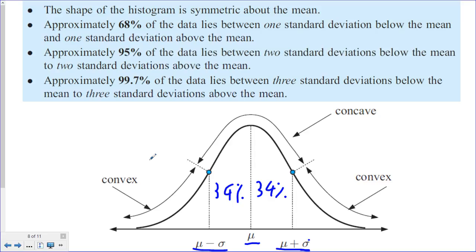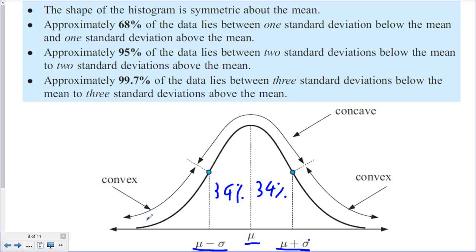Approximately 95% lies between two standard deviations above and below the mean, and 99.7% lies between three standard deviations. So if we look at the standard shape that is produced, this is what we call a normal distribution, this shape here. We've also called that in the past a bell curve because it looks like a bell.